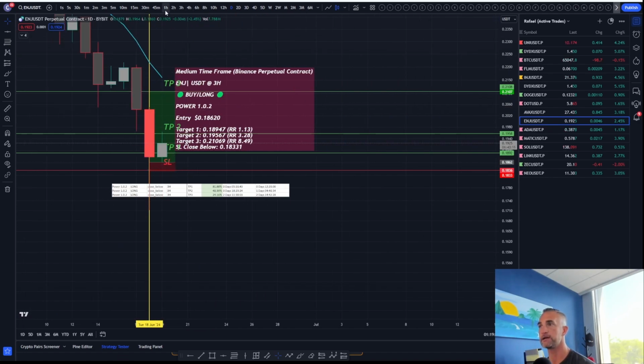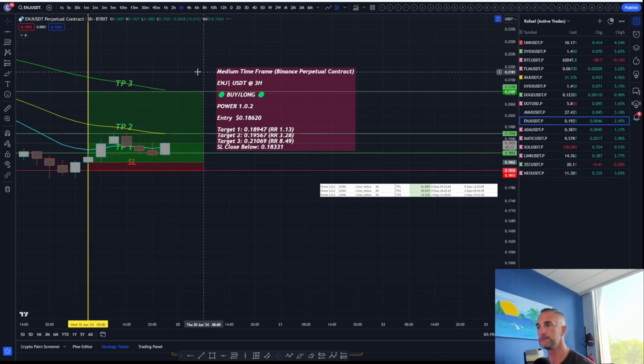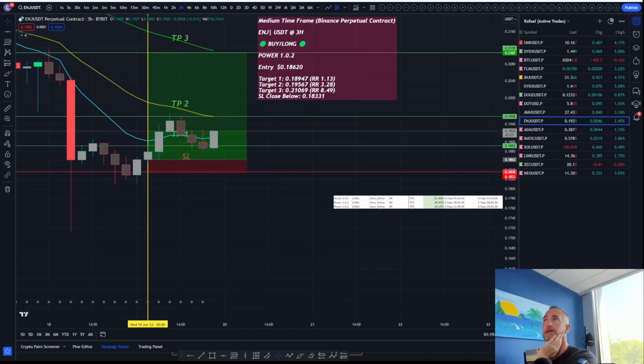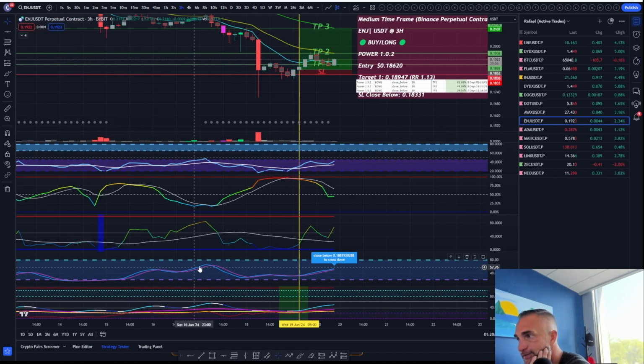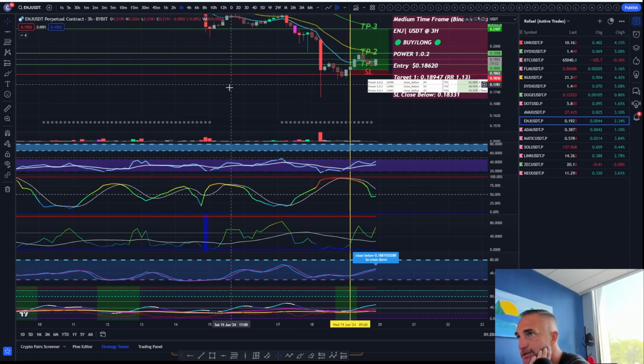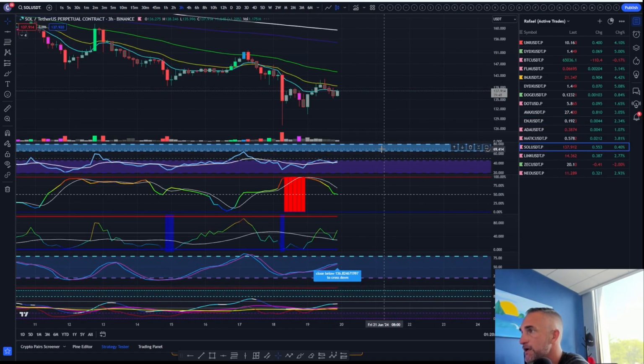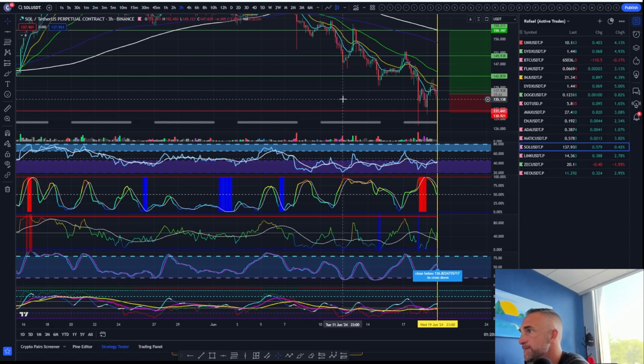Next up, is ENJ going to fill this medium time frame 3-hour 1.01? What I don't like about it is we already hit TP2, right? Looks like we're going for it again, to be honest. This is the 3-hour. Volatility is declining. About to get out of the bearish control zone. If this was INJ, I'd be more interested. Solana. Nice Solana trade in. Perfect.